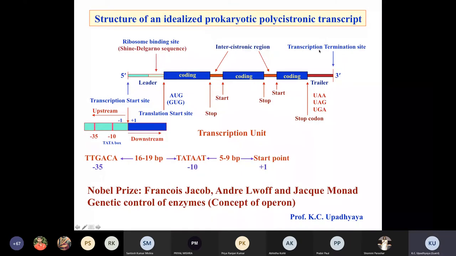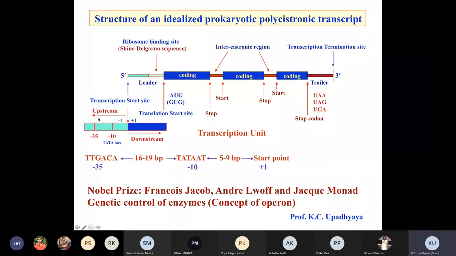This system, of course, was described in 1962, in a paper published by Francois Jacob, Leoff and Monod. It is called genetic control of enzymes. In it they gave the concept of the operon. An operon is a single regulatory unit controlling multiple coding units. And this is what it says.